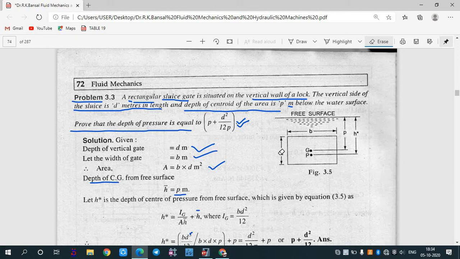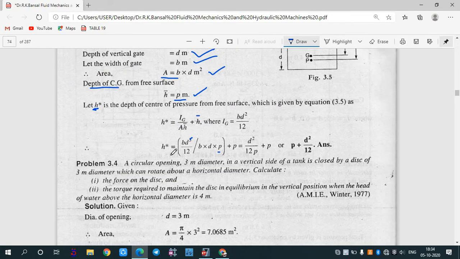So as you all know, we have been provided with the depth, this height. The height is D and the width we have been provided as B. From that we can calculate the area. The height of the center of gravity from the free surface is P in terms of meter. So this we already know. Using this equation for h star, where the center of pressure will be acting, we can apply the formula Ig divided by A h bar, plus h bar. Where Ig equals B D cube by 12, since it is a rectangular shape surface. So in place of Ig we are putting B D cube by 12.